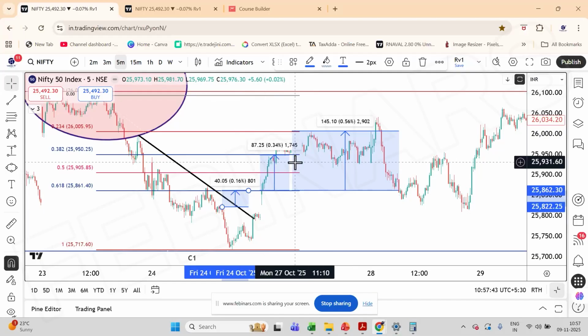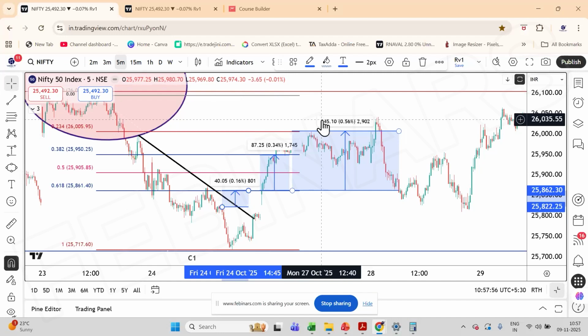within the intraday. I believe on the 27th October you were able to capture 145 points, my dear friends. 145 points. Do you guys agree with me with this Nifty trade? It's very simple, using the Fibonacci technique.